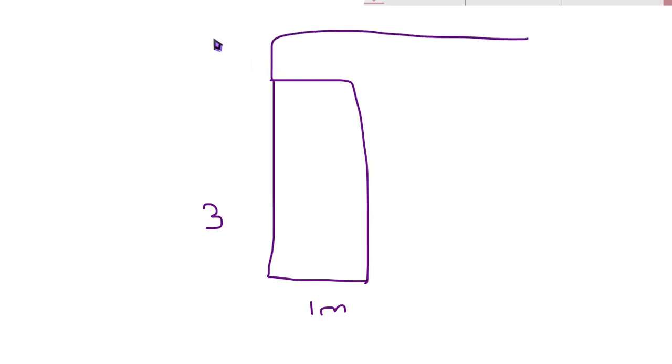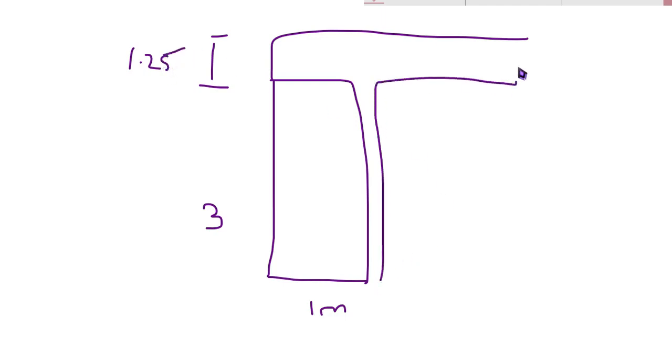In the top view, I have a flight of 3 meters. 3 meters is the flight, or you could say the total going of the flight. Then the landing width shall be 1.25 meters, and the gap between the two flights can be maybe 0.2 meter. The floor to floor height shall be 3 meters.